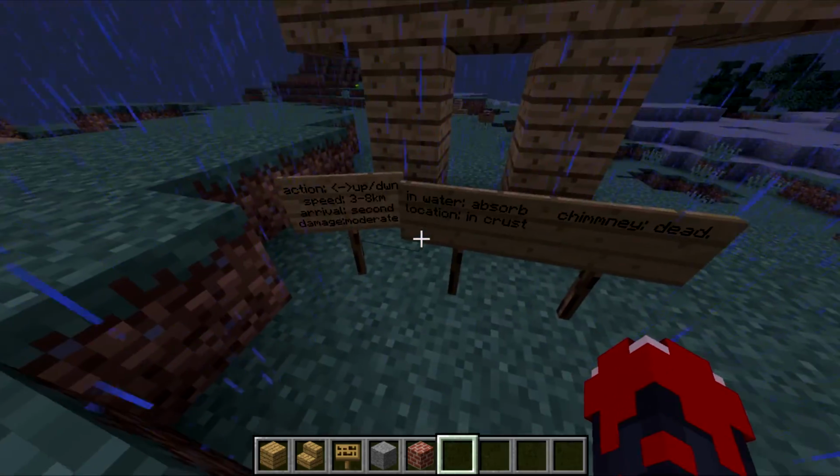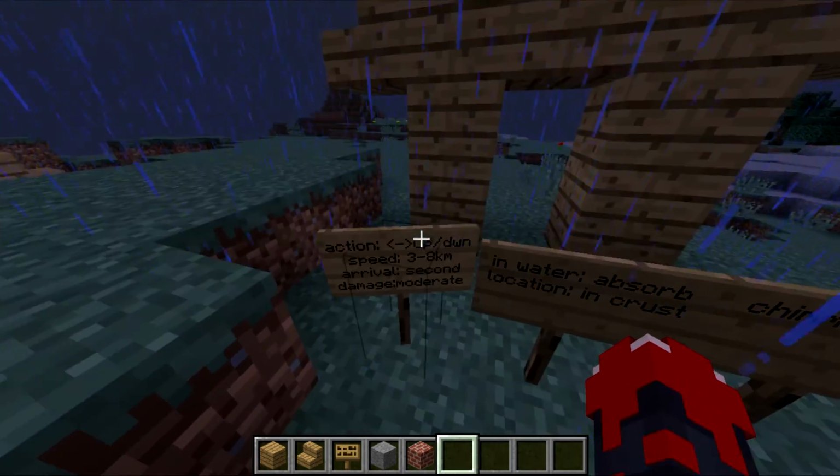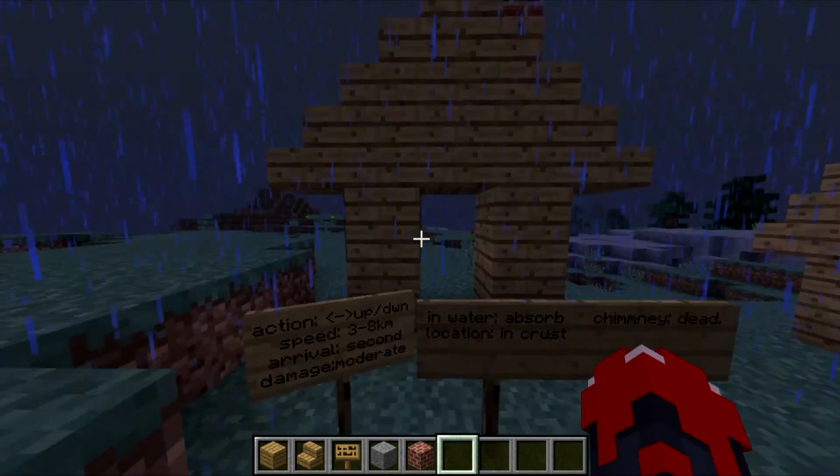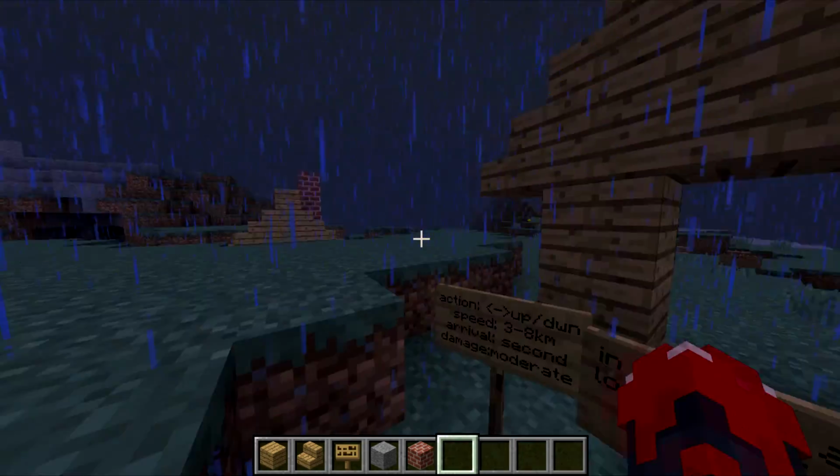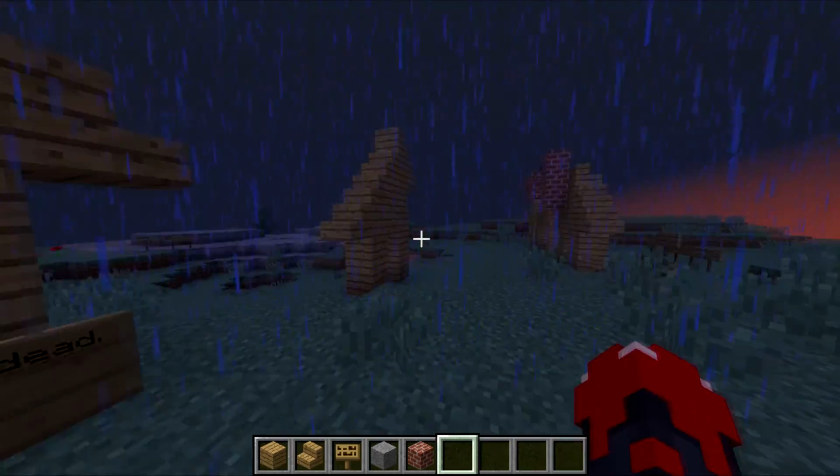And then we have the arrival is second. That's what the S stands for. And the damage is moderate. So this is probably the worst wave that you want to get hit by. And the chimney is dead.